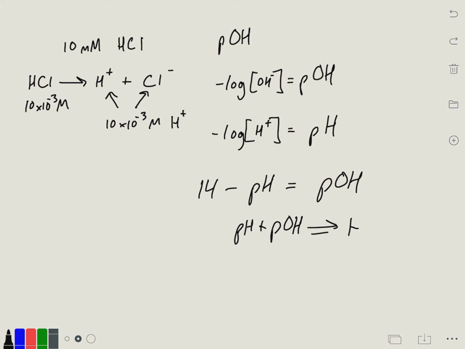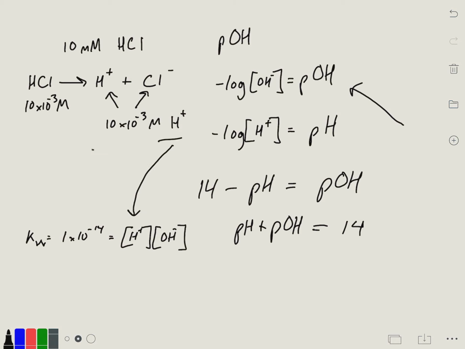Equals 14. There's also something we could do if we actually really wanted to use this equation here. We could use the fact that the Kw, or the dissociation constant for water, is 1 times 10 to the minus 14, and that's actually equal to the concentrations of hydroxide and hydronium. So since we know the hydronium concentration, we could rearrange this equation and solve for the hydroxide.